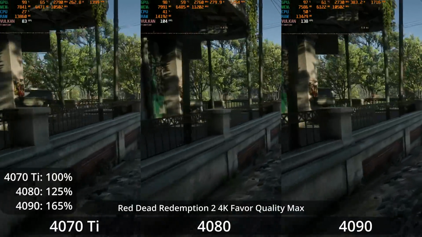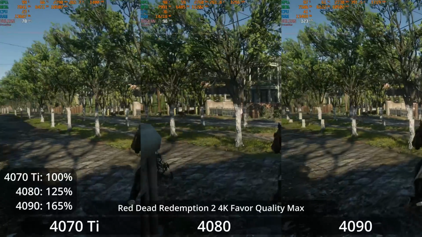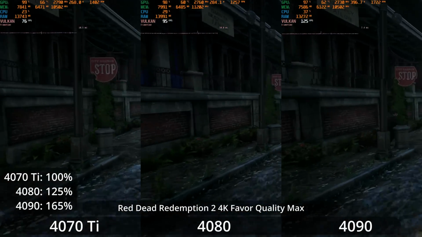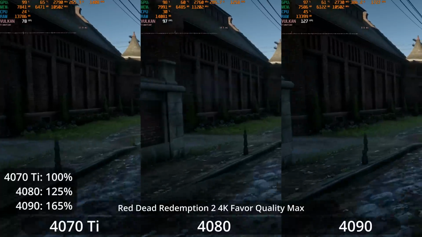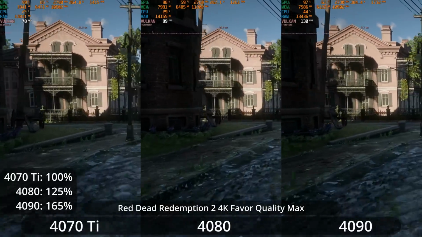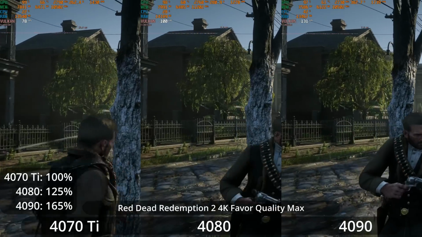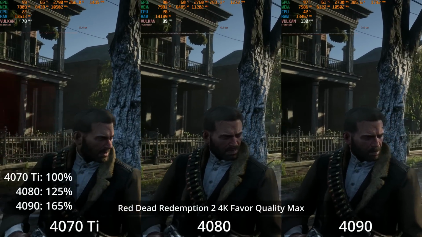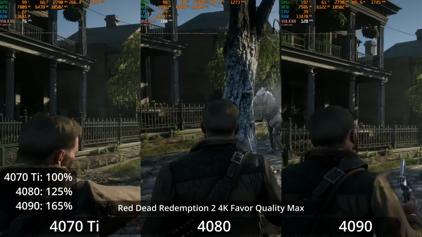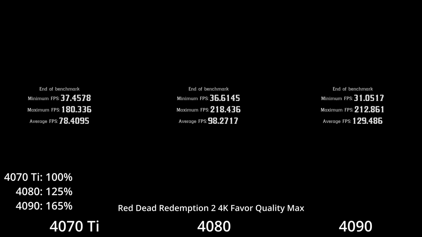But all of the GPUs are doing well with the favor quality max preset slider slid all the way to the right. The 4070 Ti is well over 70 frames per second, running through the city on horseback, in combat, all of that. With the 4080 closer to 100 frames per second, the 4090 at 130 frames per second. Here's the overall averages, and we see the final results.